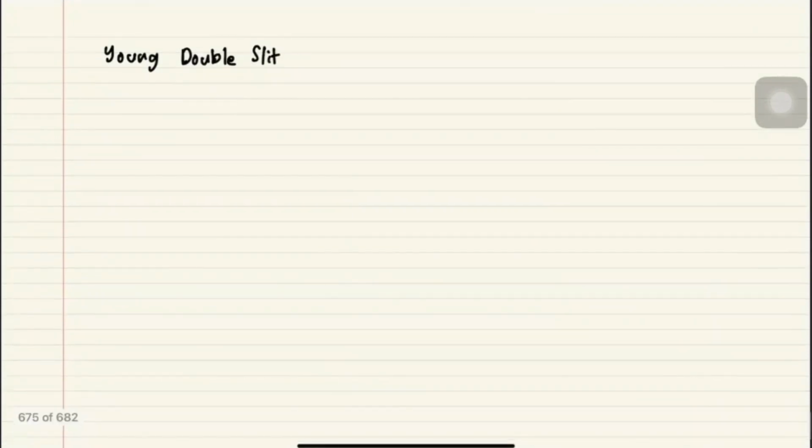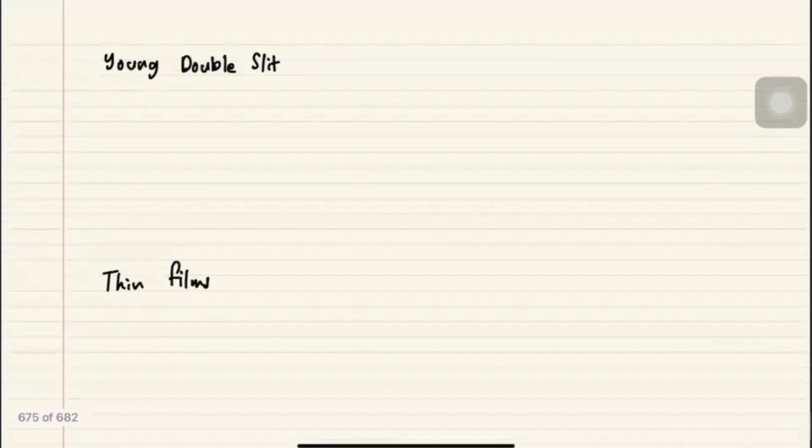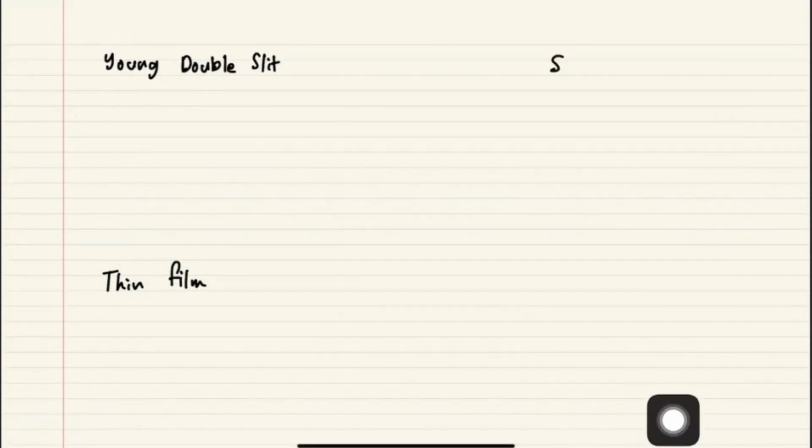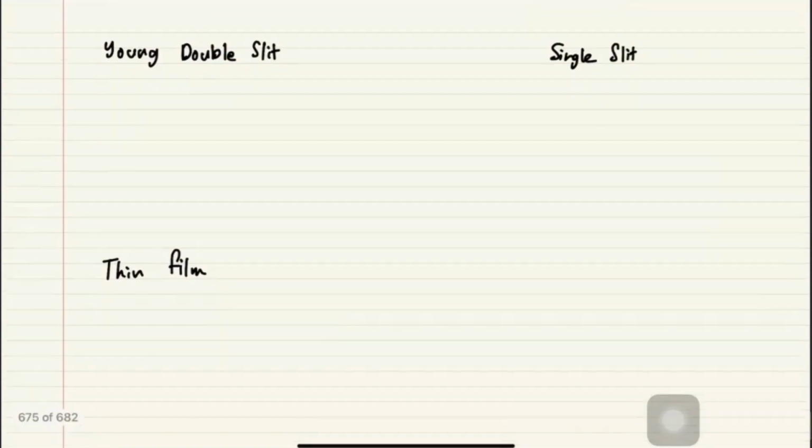Okay, so there are a few things you should know, which is about Young's double-slit. And then you have thin films. And then you have single slit. And then lastly you have diffraction grating.